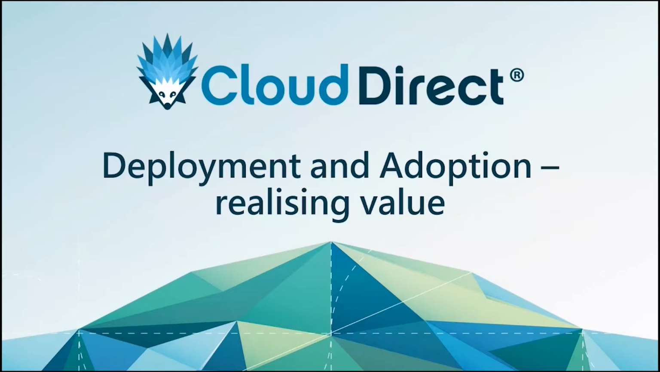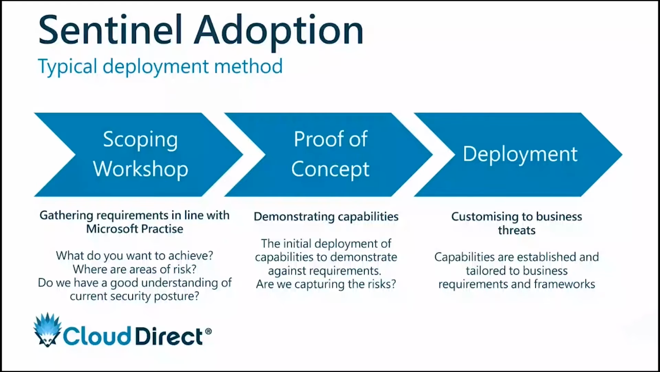So what we often see with customers is that they like to have a look at Sentinel, get a feel for it as a product. So quite often we will do that via a proof of concept. There are three main stages to that process.